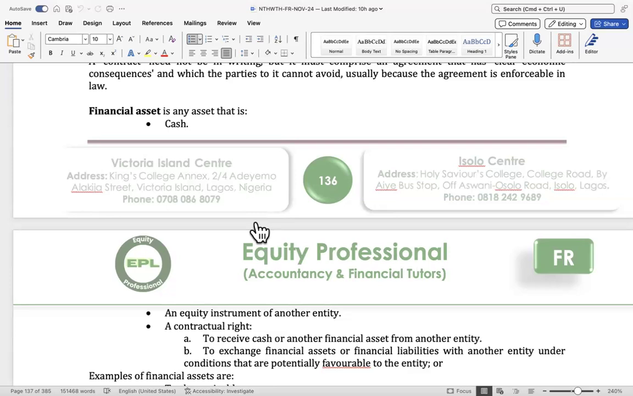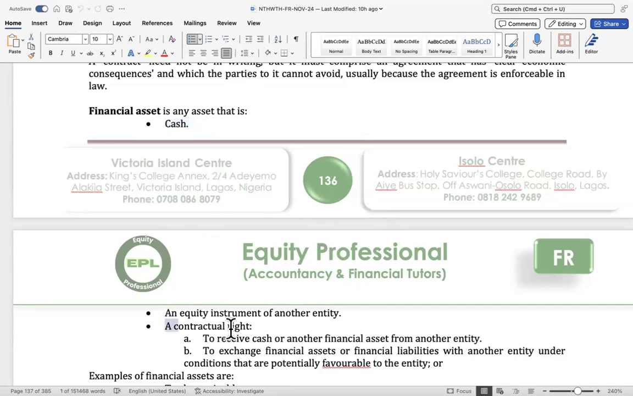So, you're telling me that the motor vehicle is not a financial asset. I say, why? You have seen from here, I'm even showing you on the screen, that financial asset is cash. Motor vehicle is not cash. Financial asset is an equity instrument of another entity. Motor vehicle is not like buying shares in another entity. And also financial asset is a contractual right to receive cash.